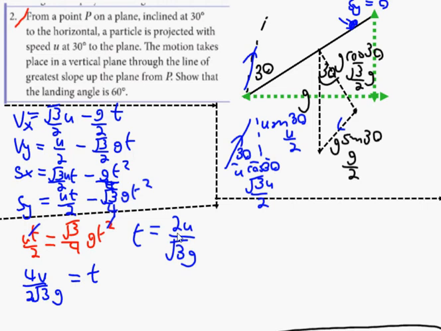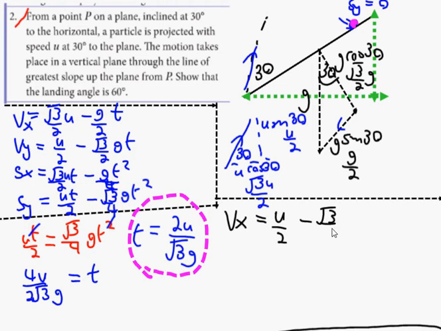Insert this value of the time of flight. So this here's the time of flight, how long it takes for it to hit the ground. What we're going to do next is we'll put that into phi x and phi y. So phi y is u over 2 minus root 3 over 2 g times 2u over root 3 g. And phi y is going to equal what, guys? That's phi y. That is awesome.